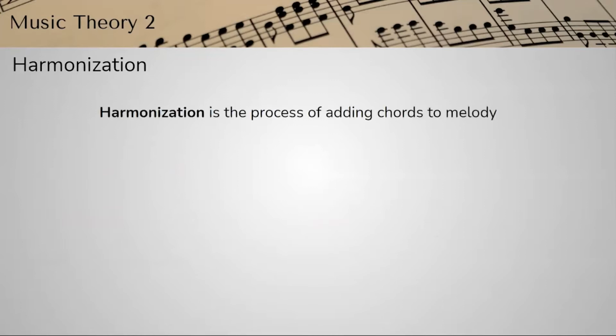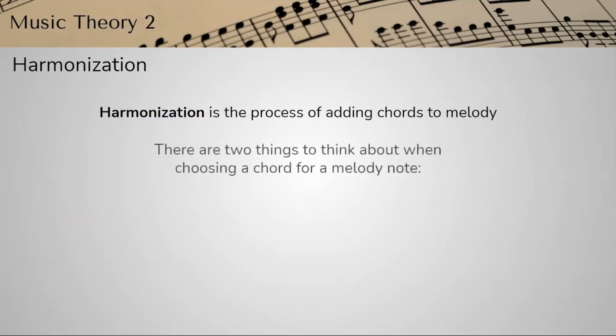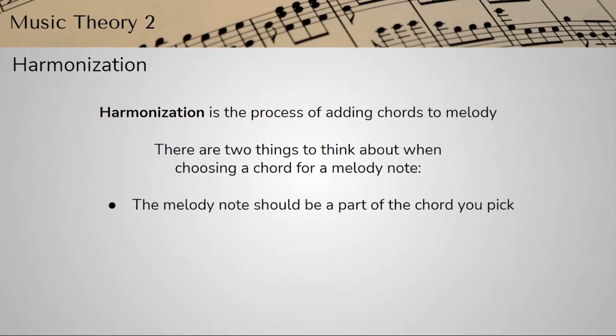So let's talk about what we're trying to do overall. We're trying to do something called harmonization. And harmonization is just the process of adding chords to a melody. And there are two things to think about when choosing a chord for a melody note. And that is that the melody note should be part of the chord that you pick. So in general, we'll talk about exceptions to this, but in general, the melody notes should be in the chord that you pick to harmonize with that melody note.